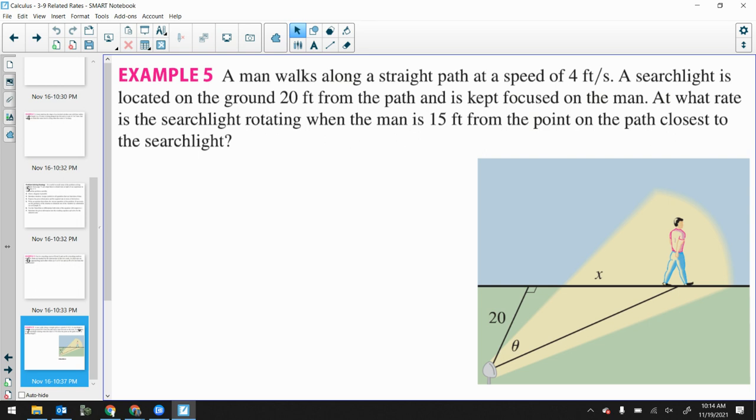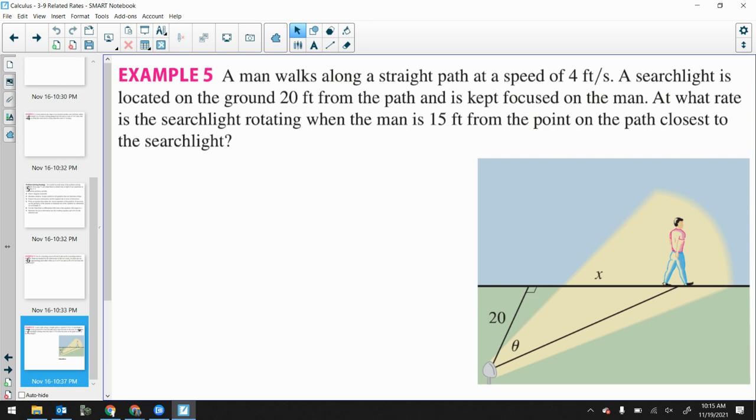All right, let's take a look at this last one here. A man walks along a straight path at a speed of 4 feet per second. A searchlight is located on the ground 20 feet from the path and is kept focused on the man as he walks. At what rate is the searchlight rotating when the man is 15 feet from the point on the path closest to the searchlight?